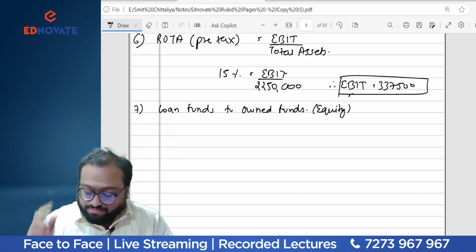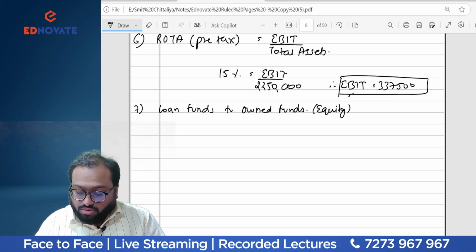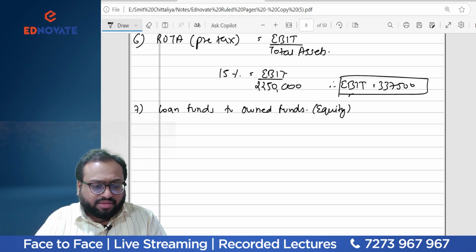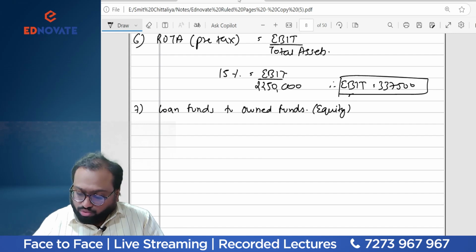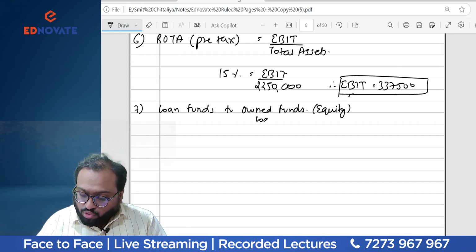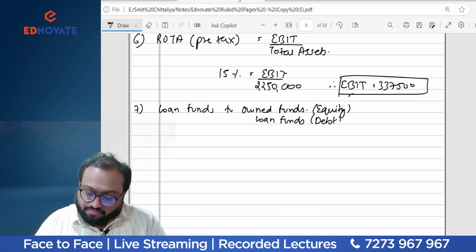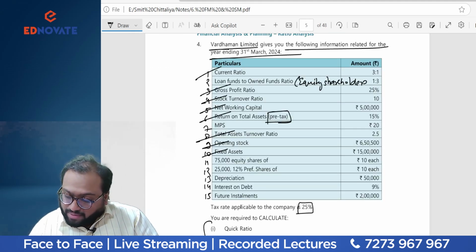However, they have made a big mistake. Now loan funds to own funds is something, I think, if I'm not wrong. How much is loan fund to own fund? 1:3. That means, can I say loan funds? And what are loan funds? The debt capital. They have also told the rate of interest on debt capital is 9%.